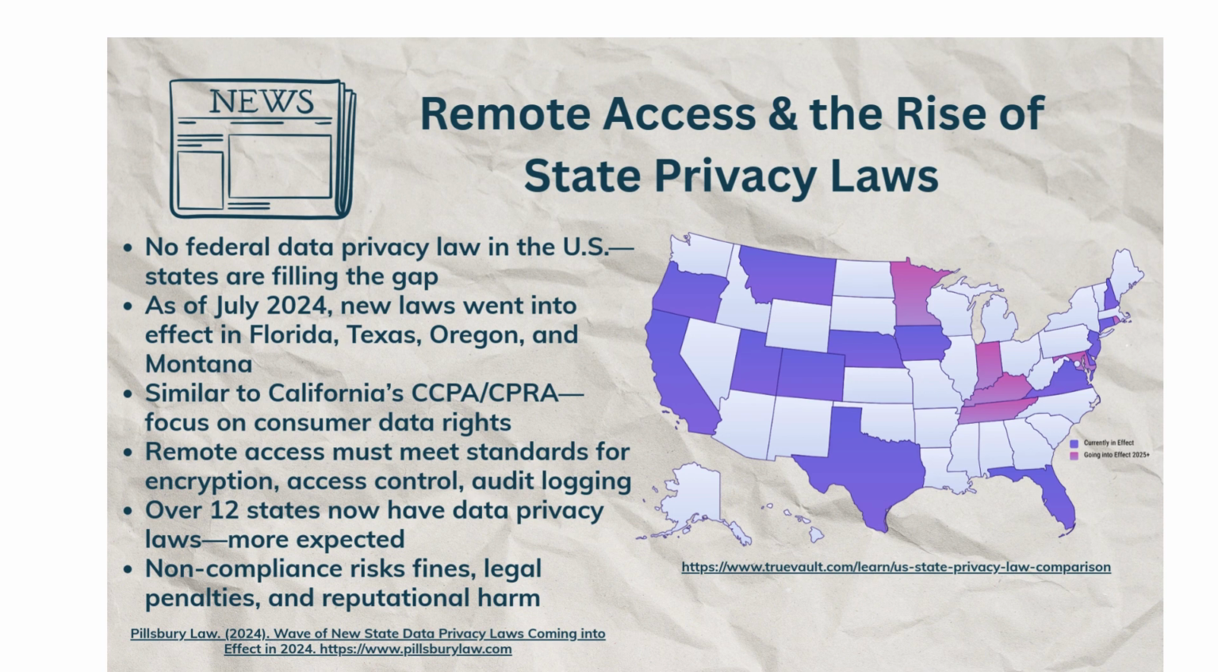And this trend isn't slowing down. By mid 2024, over a dozen states had passed their own privacy laws, and more are on the way. So, what does that mean for organizations? You need to make sure your remote access practices aren't just secure. They must be legally compliant in every state you operate. That includes updating policies, configuring systems properly, and training your team on what data can be accessed and how.